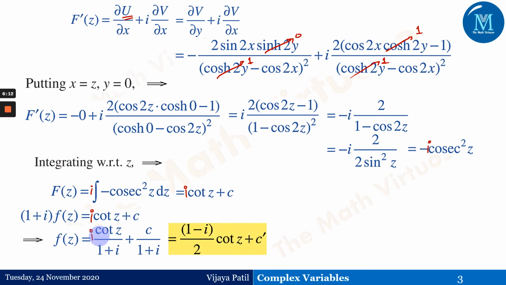And this is my answer. So the answer will move as it is. Of course, because of this i, there will be a change in the answer. We have done this in the previous session, just multiply by the conjugate. So it's cot z plus c dash, where c dash is a constant. This c dash is nothing but c upon 1 plus i. Otherwise, it's possible to keep this as it is. No issues, but this is also one of the notations to express the constant as some other constant.